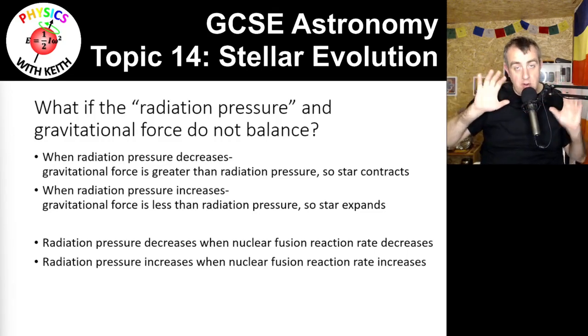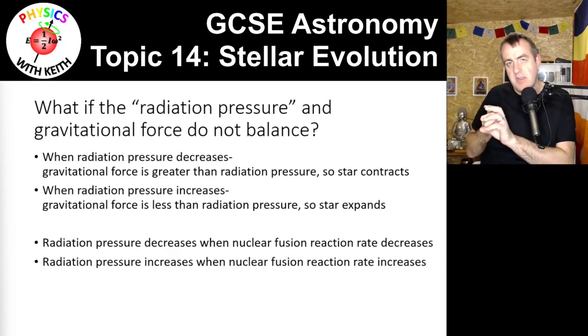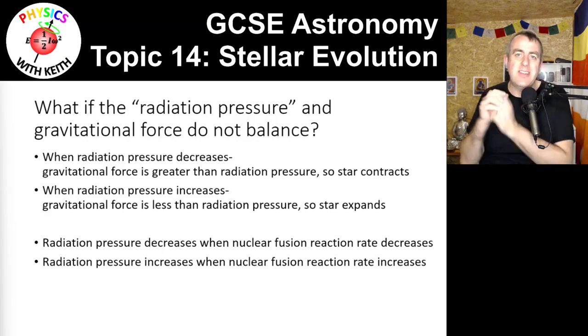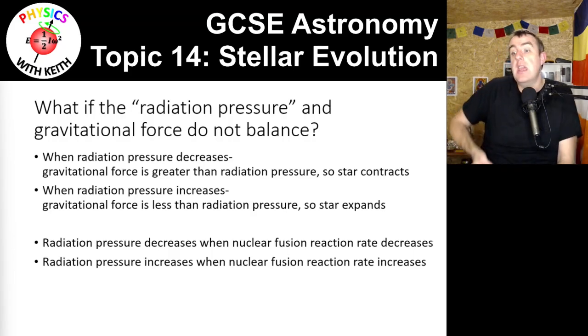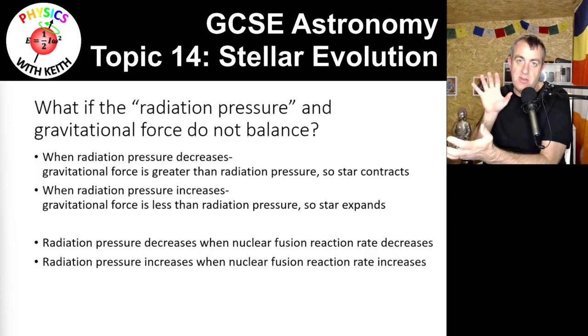Now, as the star contracts, or at least the core of the star contracts, that's going to increase the temperature, which is going to mean that more of those ions, more of those protons can get within range of each other to fuse. So as the core of a star contracts, that can actually increase the rate of nuclear fusion, which will increase the temperature and therefore increase the radiation pressure, pushing the layers of the star out.